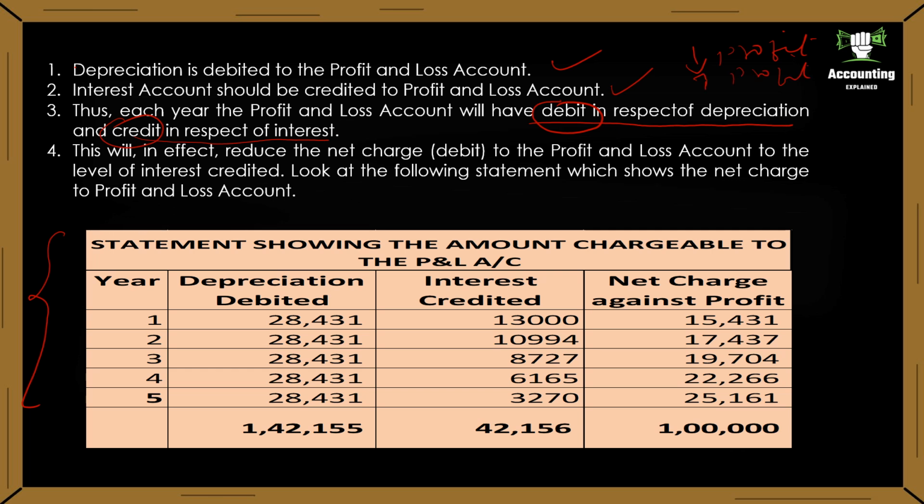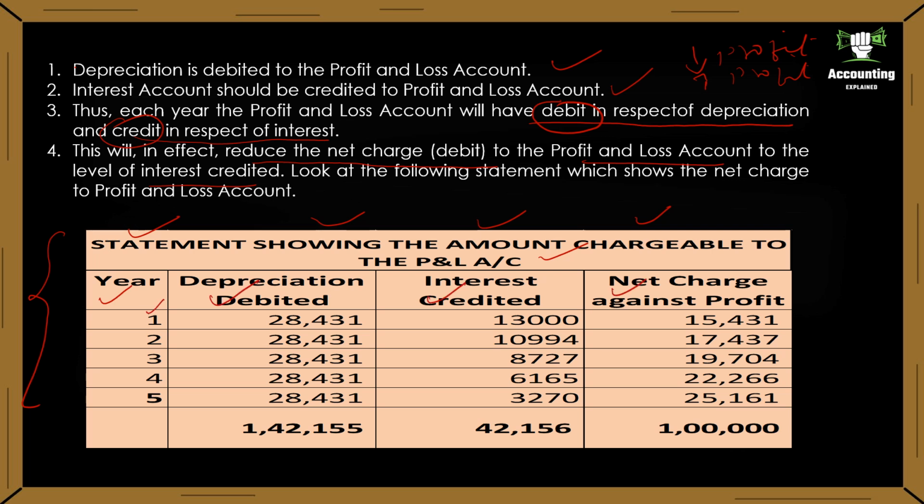Thus, in effect, a net charge is debited to the P&L account, reduced to the level of interest credited. Your debit side of the profit and loss account will be reduced to the level of the interest credited. You will understand when you see the statement. See, this is the statement we are going to prepare as asked in the question. Statement showing the amount chargeable to the P&L account. The columns to be opened are here: depreciation debited, interest to be credited, and net charge against profit.